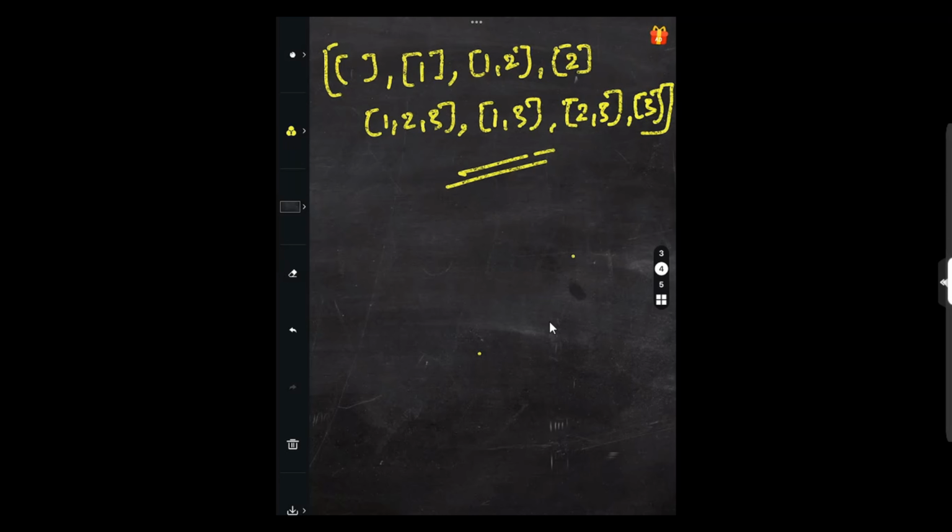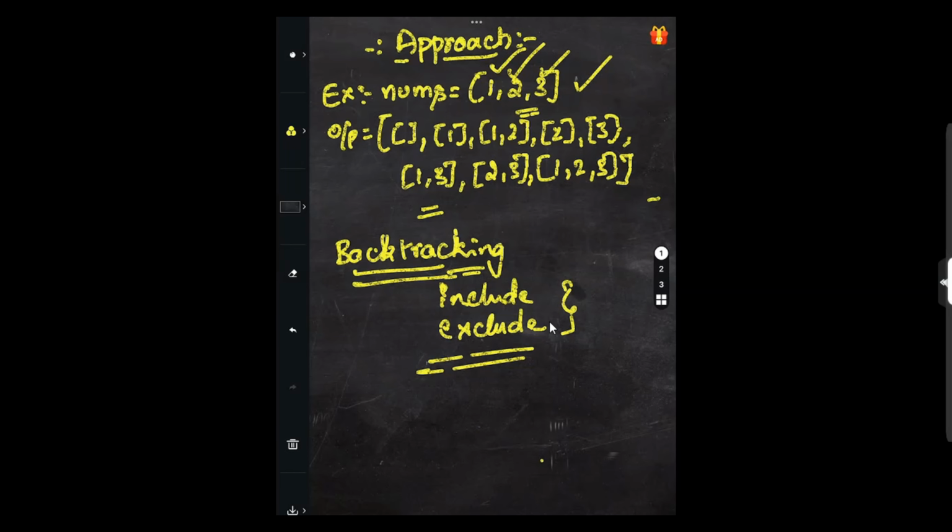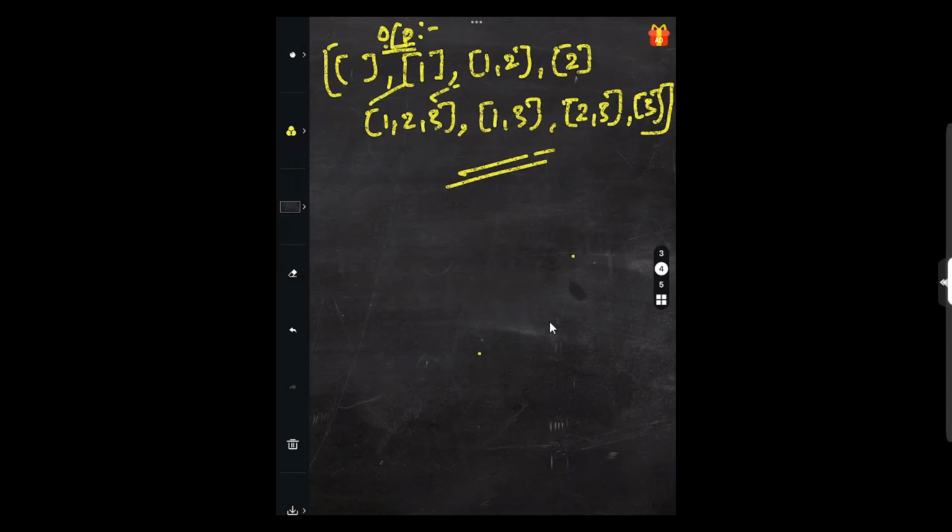So this is the output that we got, and this is the same as the output they have given in the example. Here you can clearly see order might be different. We can get the output in any order. They have clearly given in the question that order doesn't matter here. Empty array, 1, 1 2, 2, 3, 1 3, 2 3, 1 2 3. That's what they have given here. The same thing, right?